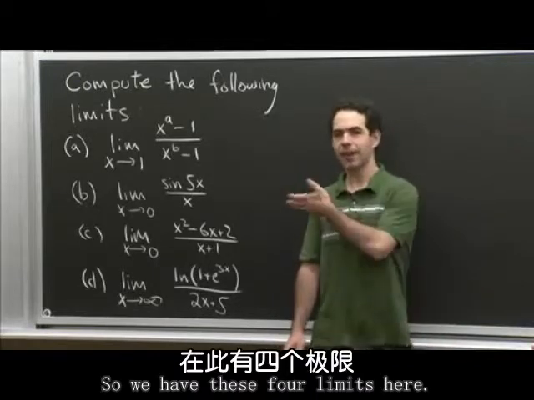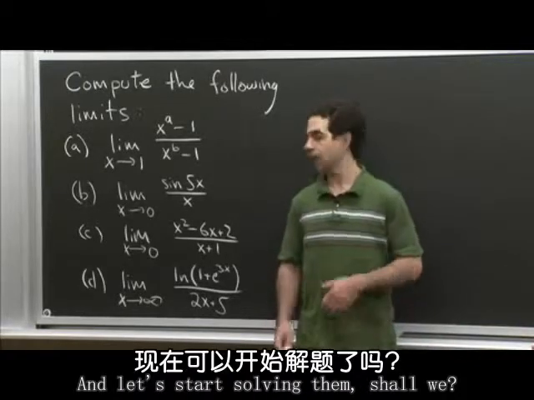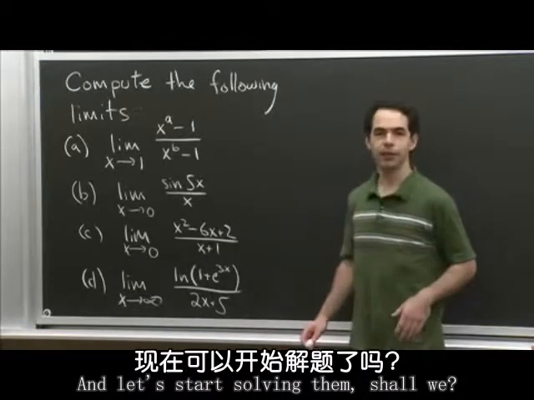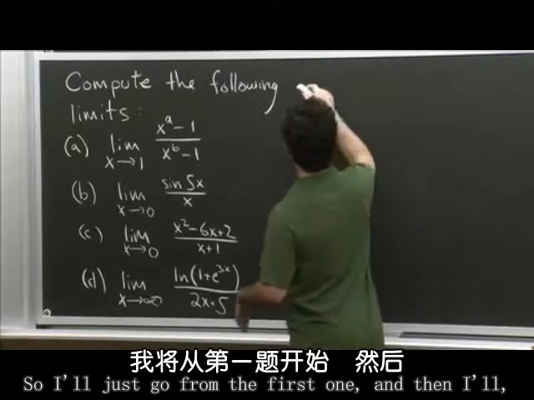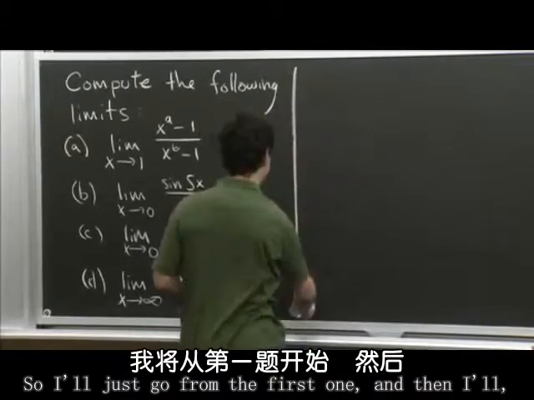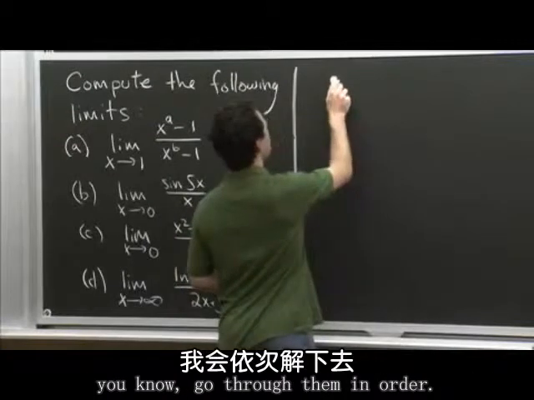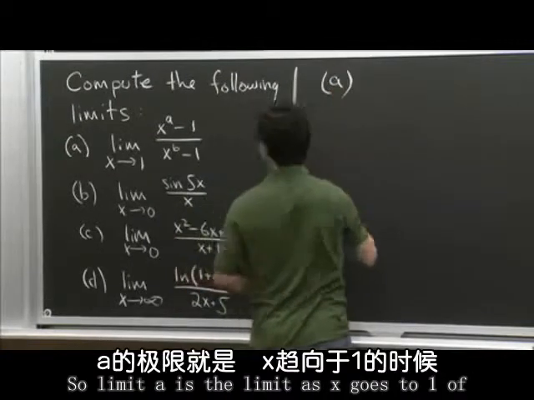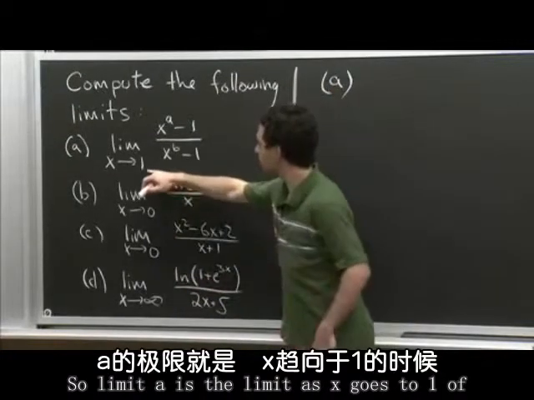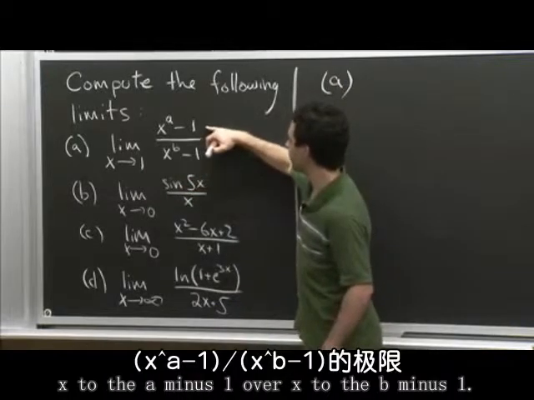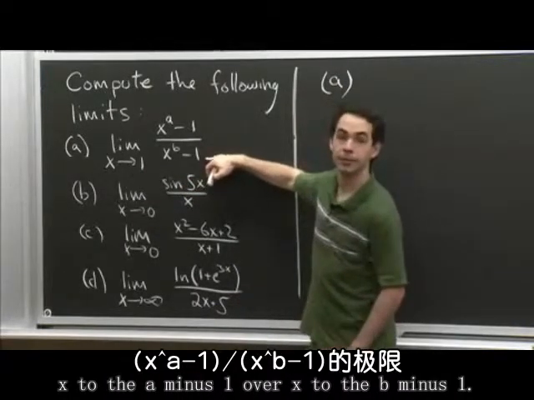Welcome back. So we have these 4 limits here, and let's start solving them, shall we? I'll just go from the first one, and then I'll go through them in order. So limit A is the limit as x goes to 1 of x to the a minus 1 over x to the b minus 1.